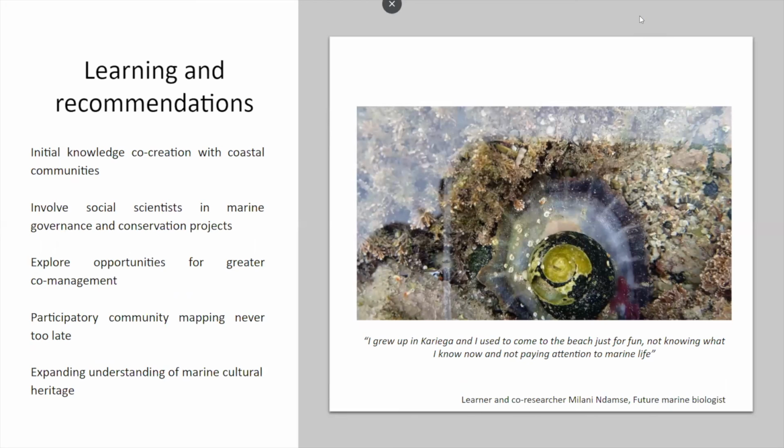So very quickly, some learning and recommendations. I don't like the word recommendations because I don't think I'm the one to recommend anything, but some learnings are that it's so important to do initial co-creation from the start. And that's what we're seeing with area-based ocean management, whether it's marine spatial planning or marine protected areas. It can't be an add-on tick box exercise. It needs to be from the start. And one of the ways of getting there, I think, is involving social scientists, cultural heritage specialists, and obviously Indigenous and local knowledge holders from the start.